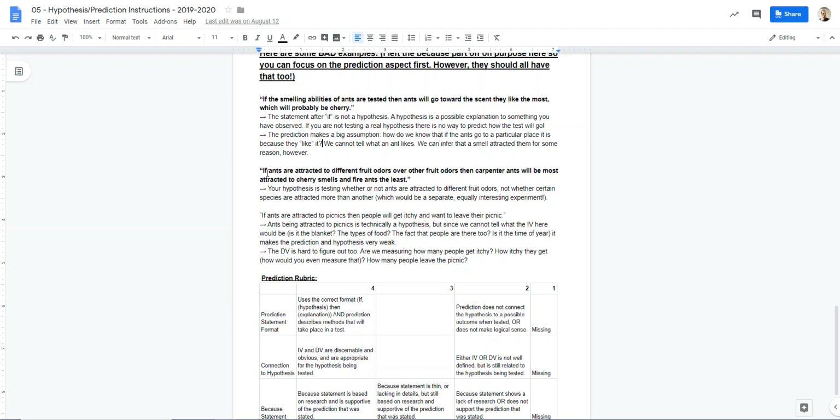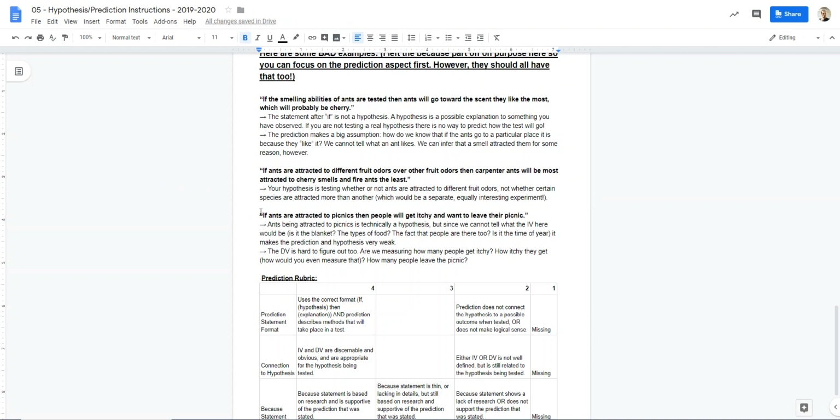The next one that's got some problems is this one. If ants are attracted to different fruit odors over other fruit odors, then carpenter ants will be most attracted to cherry smells and fire ants the least. Well, the big problem here is that our hypothesis is testing whether or not ants are attracted to different fruit odors, not about the species. This prediction is talking about carpenter ants versus fire ants. That's not what this experiment is about. The experiment is about changing the different fruit odors. So this prediction doesn't even match the hypothesis.